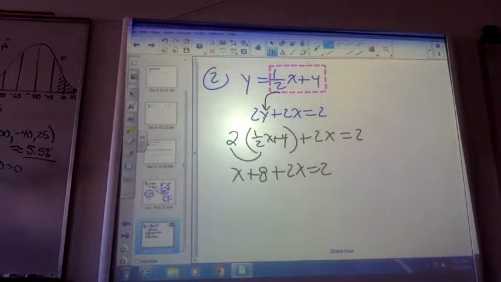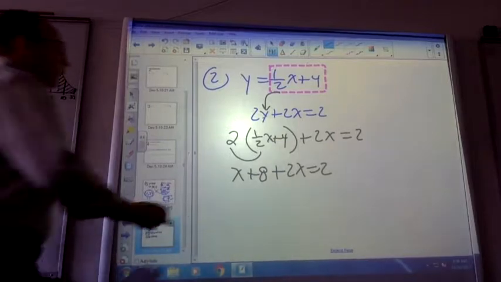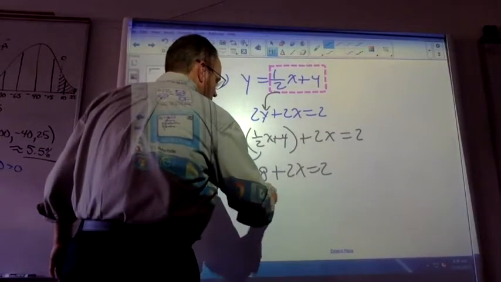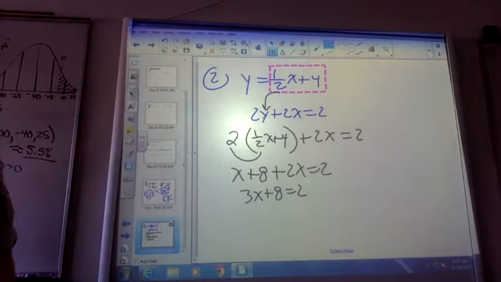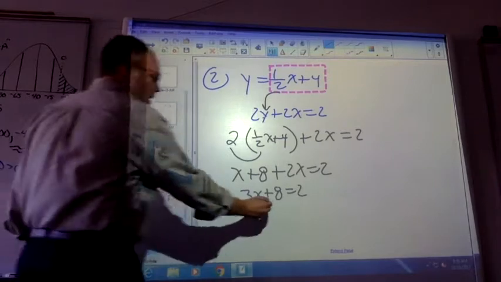Let's combine any like terms. Do I have like terms on the left side? I have x and I have 2x. If I add those together, what do I get? 3x. So I get 3x plus 8 equals 2. If I continue to solve this, what should be my next step? Subtract 8, yeah.